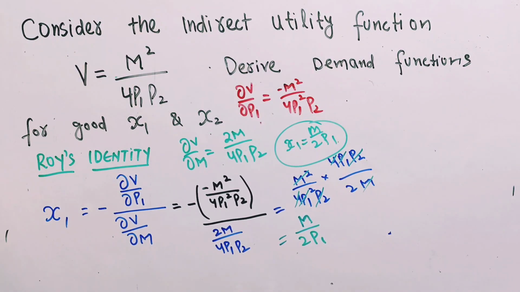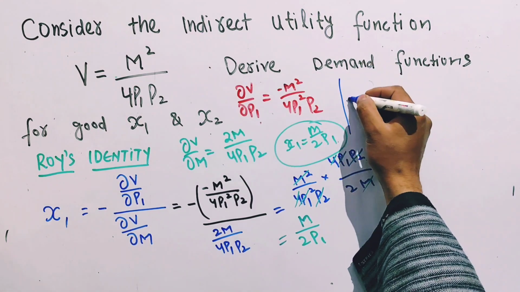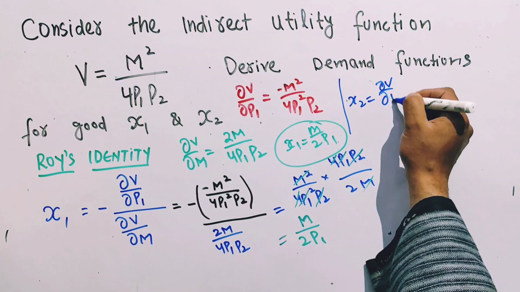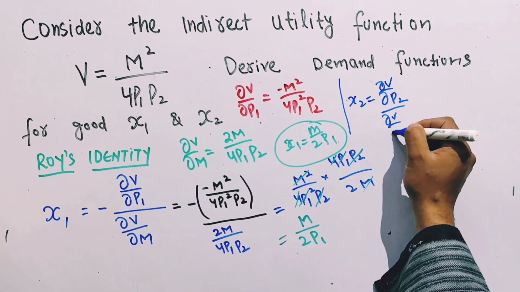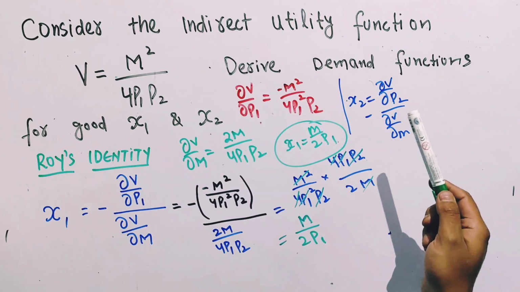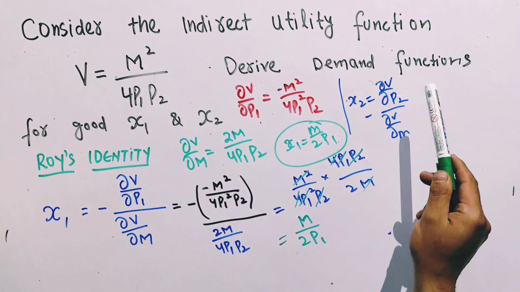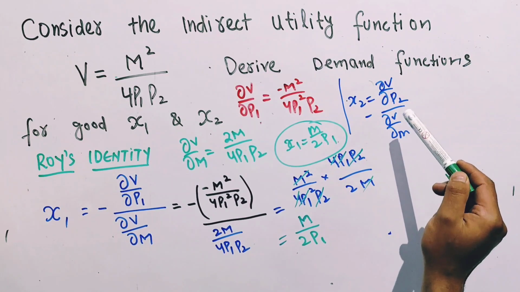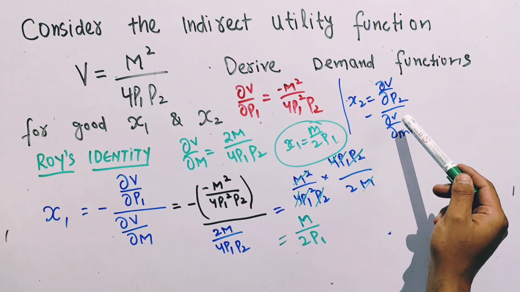Symmetrically, to find out the demand function for good X2, what will you do? You will find X2 is equal to the ratio of the partial derivative of the indirect utility function with respect to price and income, that is, dV divided by dP2 divided by dV divided by dM, with a minus sign. To find out the demand function for good X2, we take the partial derivative of the indirect utility function with respect to price of good 2, and we divide it by the partial derivative of the indirect utility function with respect to income.